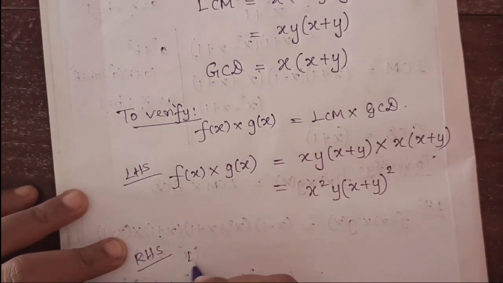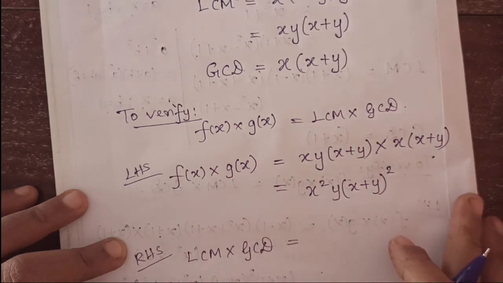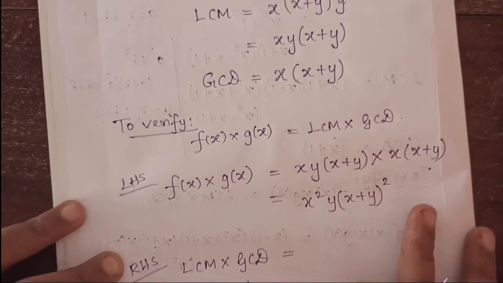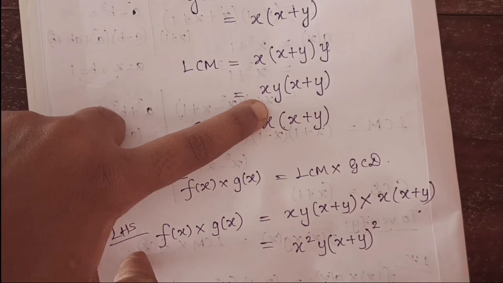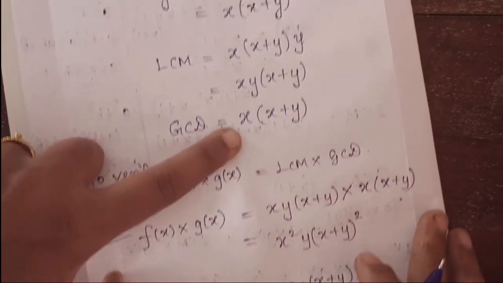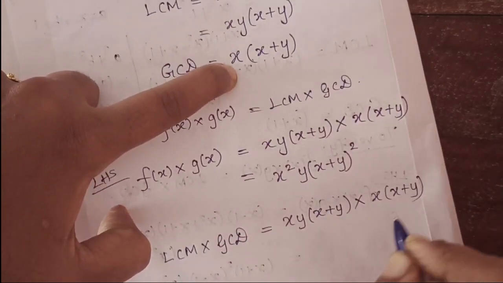RHS. So LCM into GCD. Already we found the value for LCM as well as GCD. We are going to multiply. So LCM is equal to xy into x plus y, into GCD, x into x plus y.